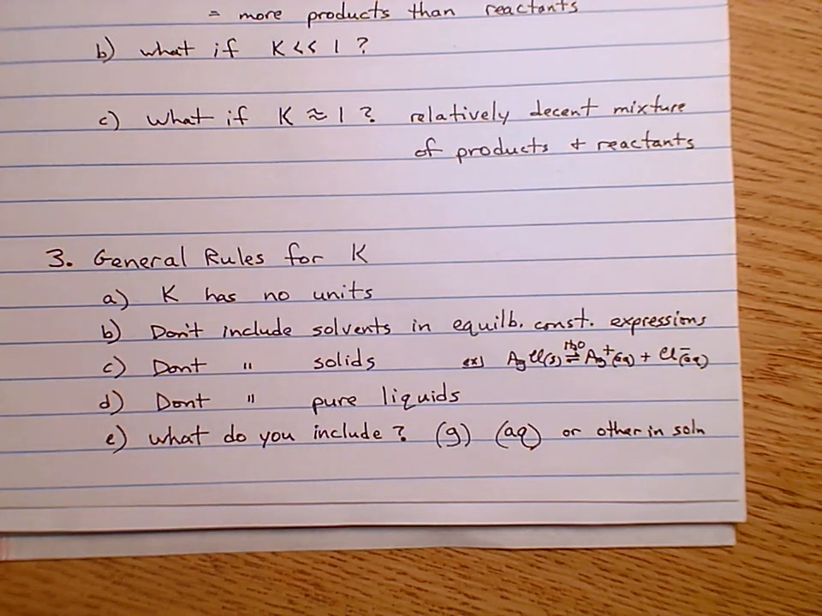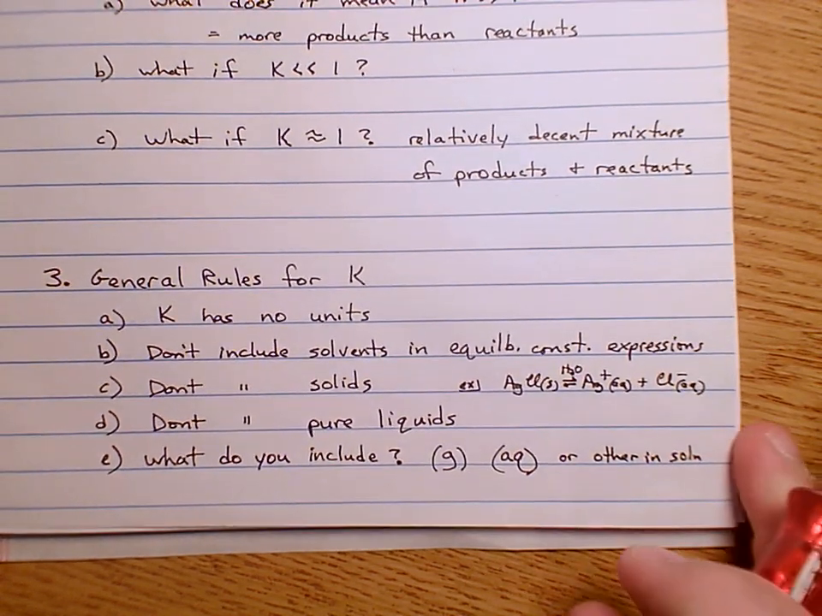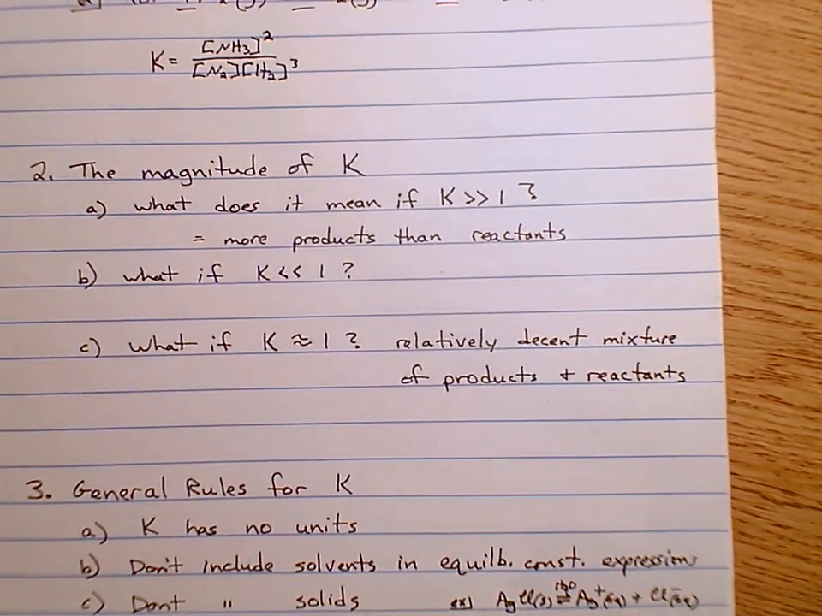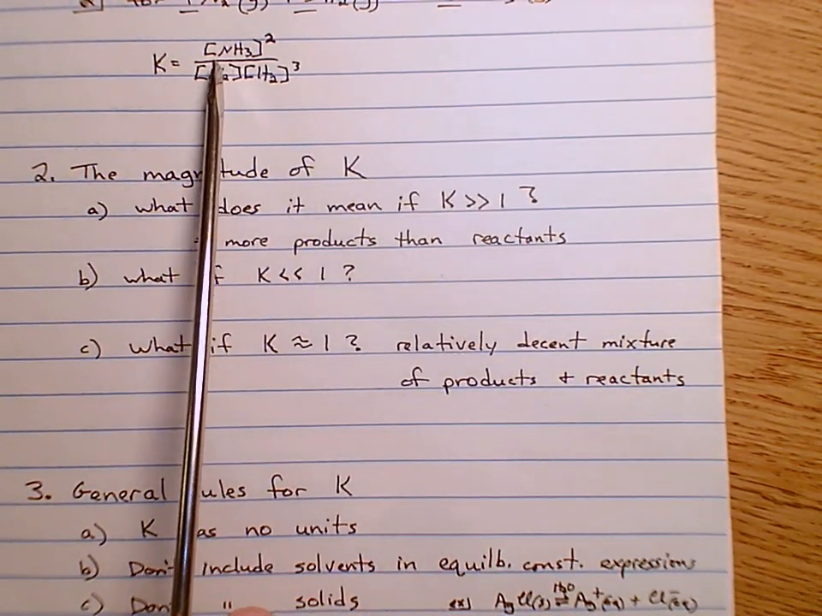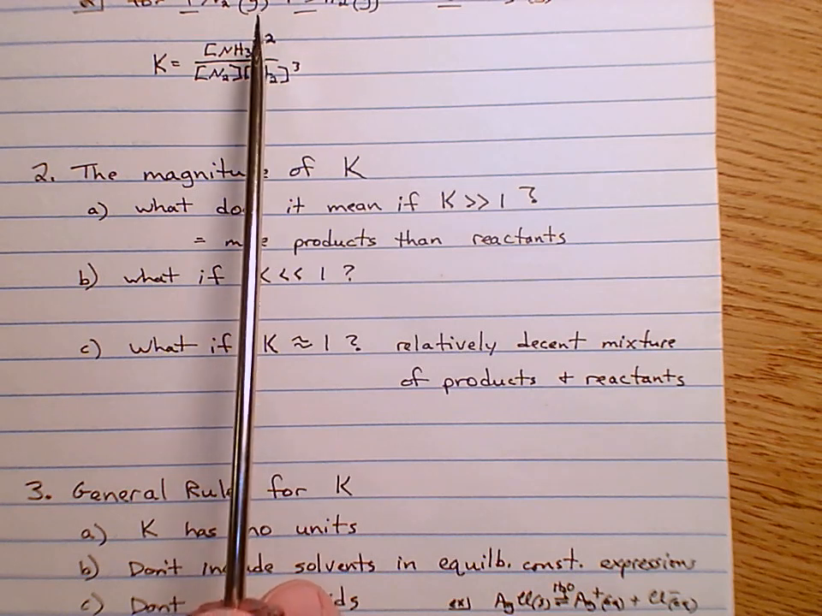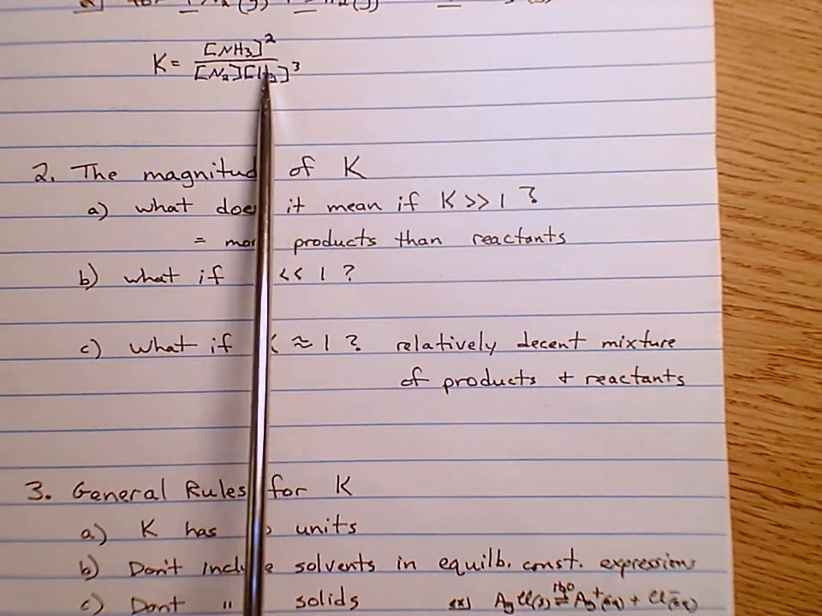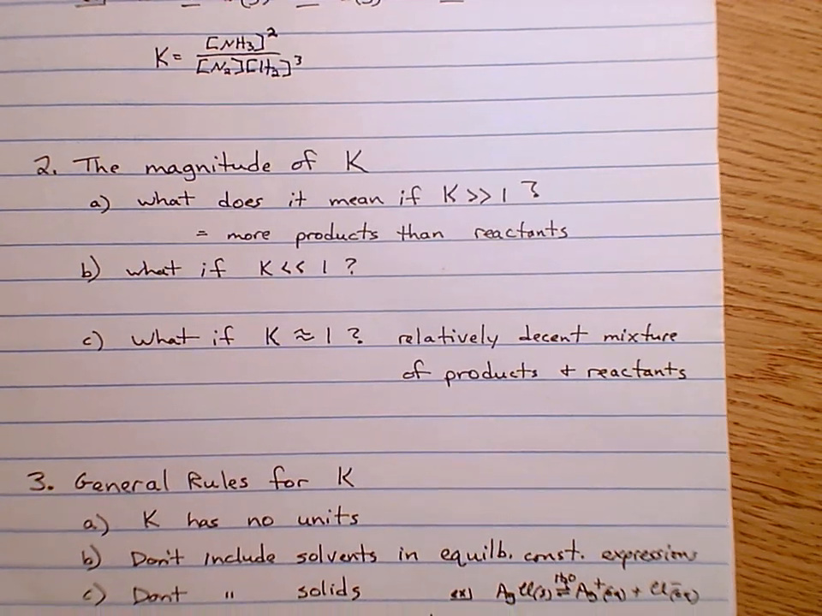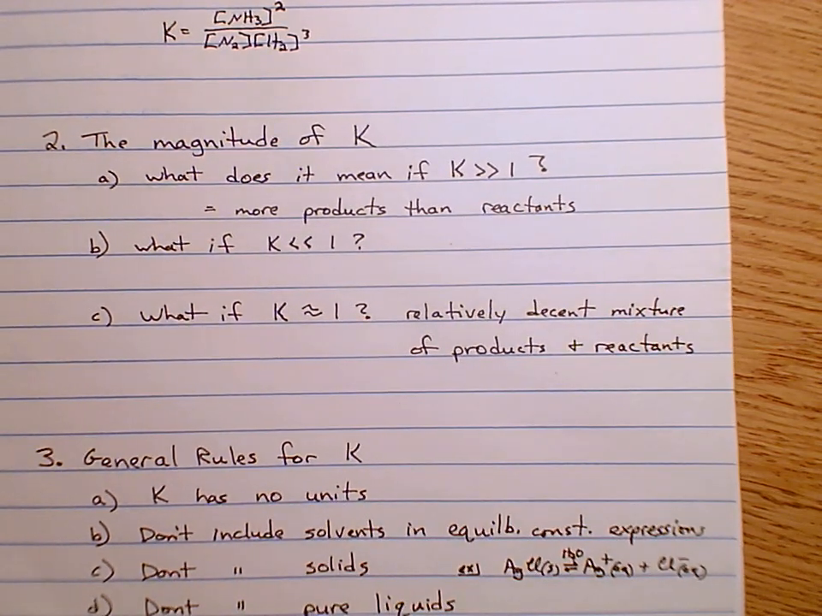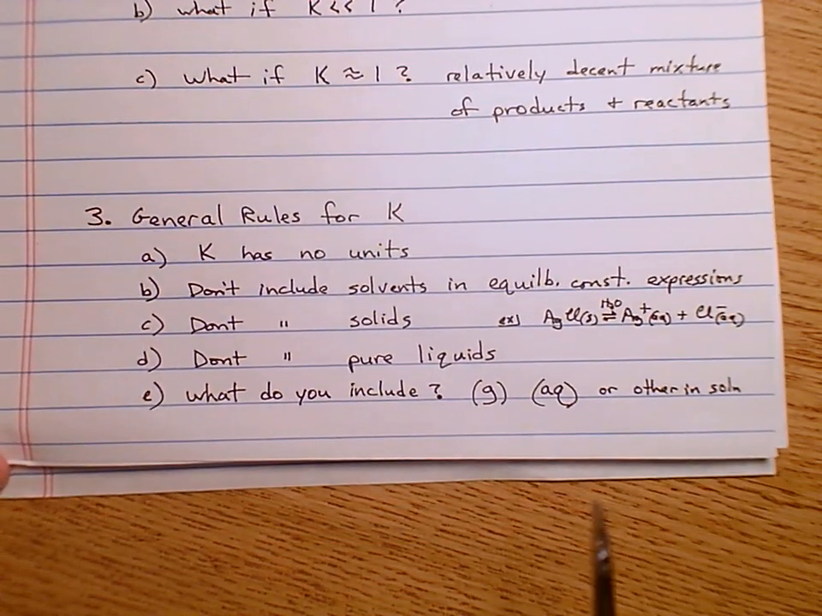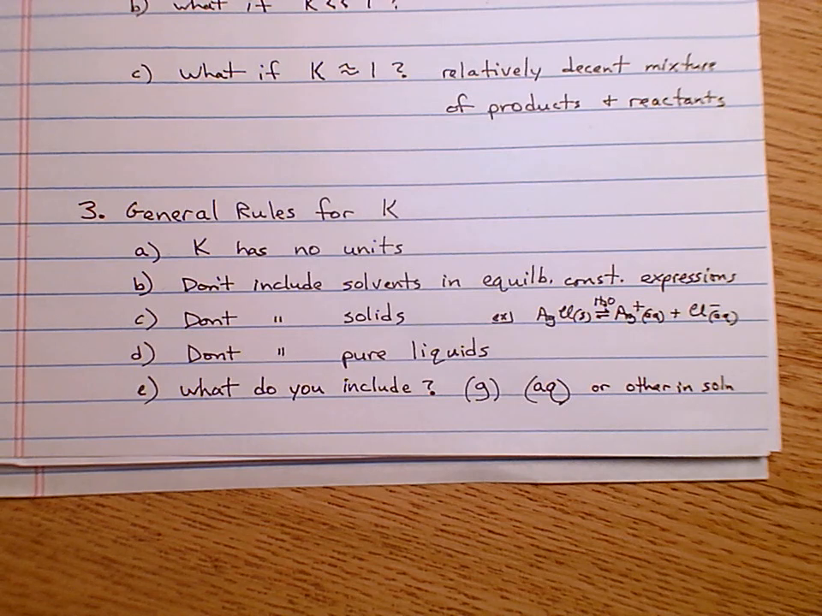General rules for equilibrium constant. First of all, it has no units. Even though when we look at our equilibrium constant expression here, yes, these are concentrations, so this is molarity. So one would think, wouldn't this be molarity squared divided by molarity to the 4th power? With rate constants, yes, we dealt with it. With equilibrium constants, we're not going to deal with units. K has no units.